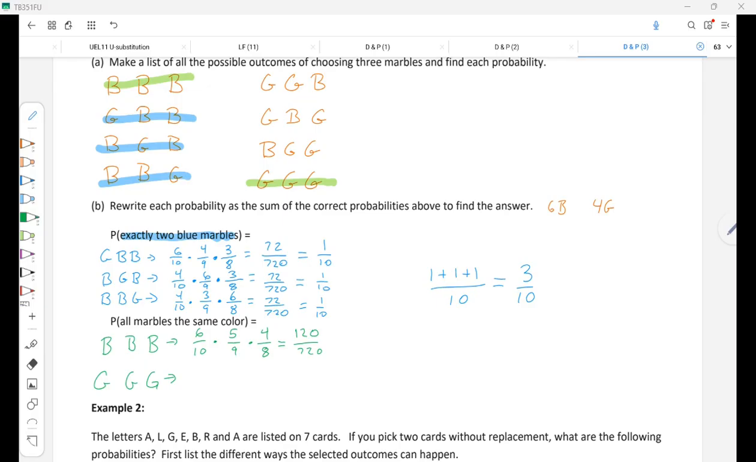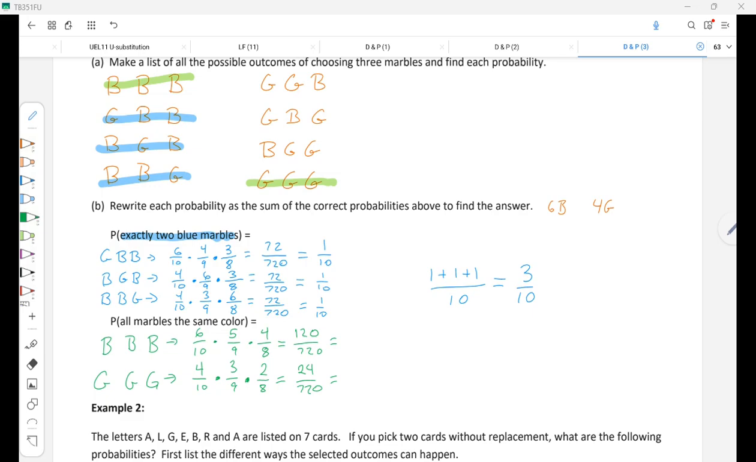Now with green, green, green, my denominators will be the same, but I only had 4 green to start out with. So that means I only have 3 on my next pick and 2 on my final pick. That's going to be 24 over 720. Now we'll see. I don't know if these are going to simplify to the same denominators, so we may just have to use those bigger numbers.